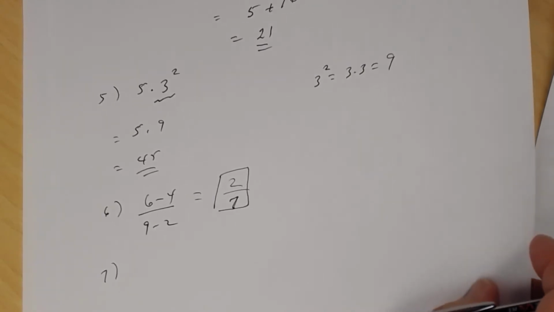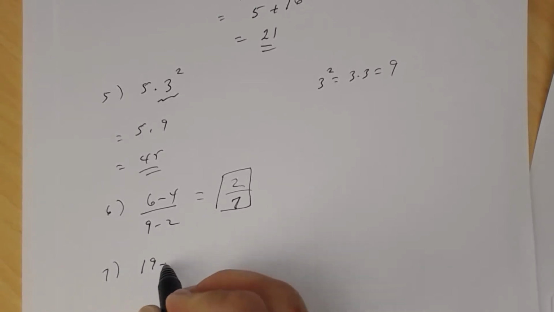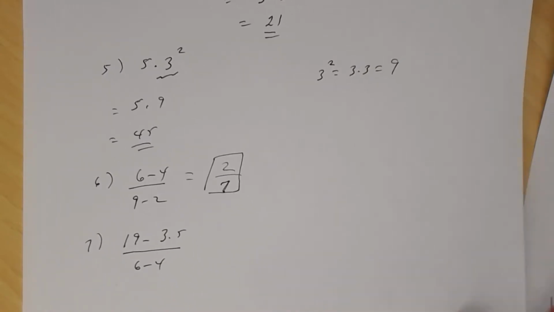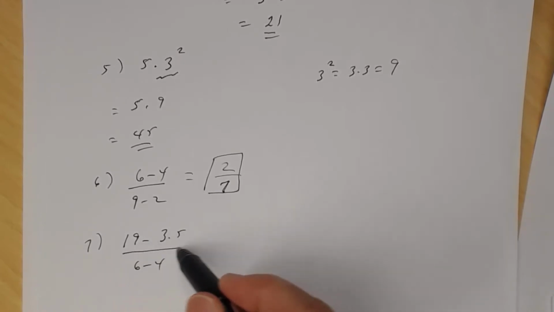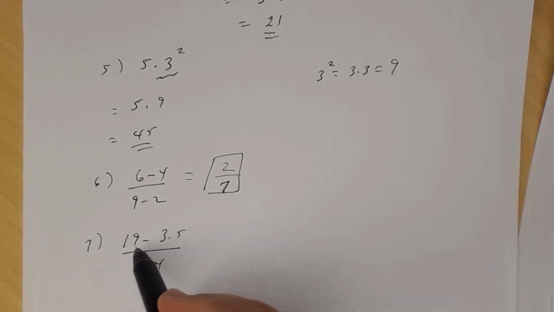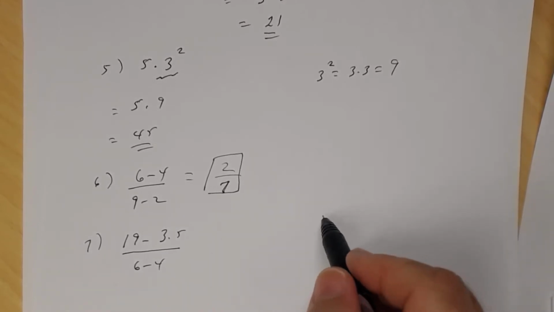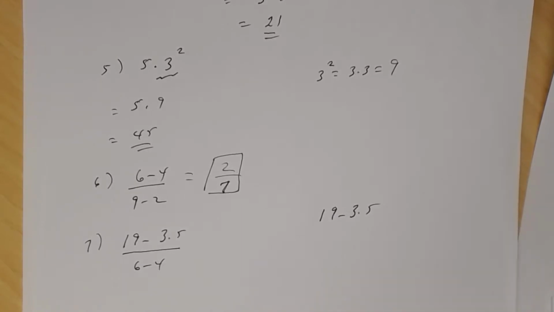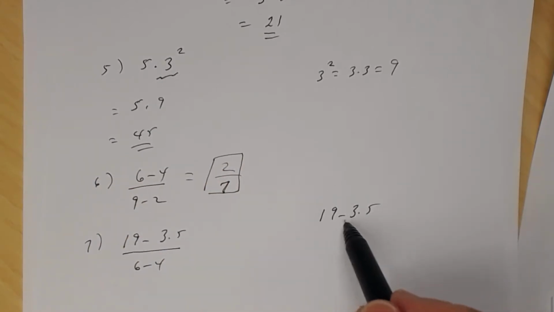Okay, well, suppose we had this now. Suppose we had 19 subtract 3 times 5 divided by 6 minus 4. Again, I have this division, so I'm going to think of this as a grouping symbol. I'm going to look at the numerator first. My numerator is 19 subtract 3 times 5. Just like we did previously, I have a subtraction and multiplication.